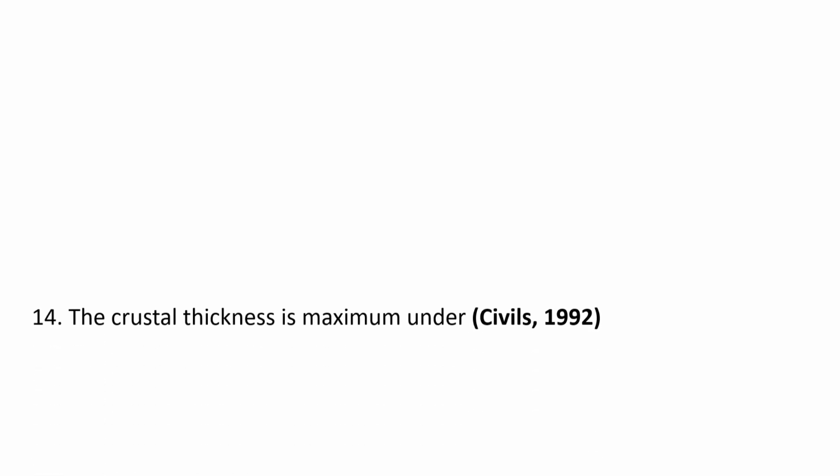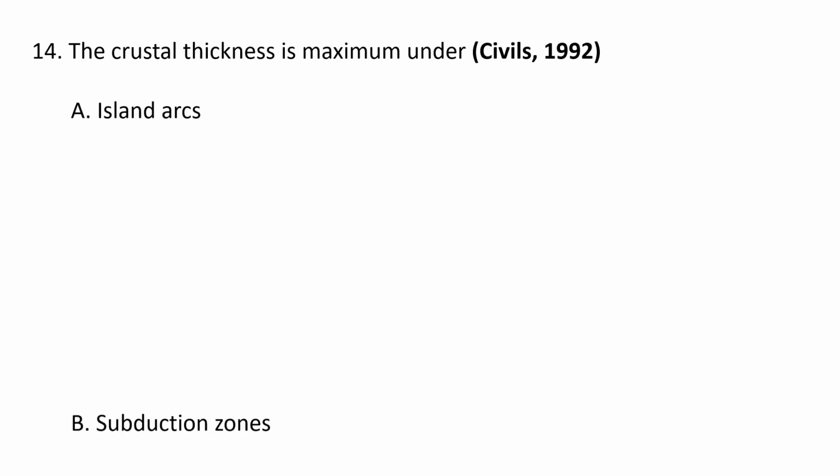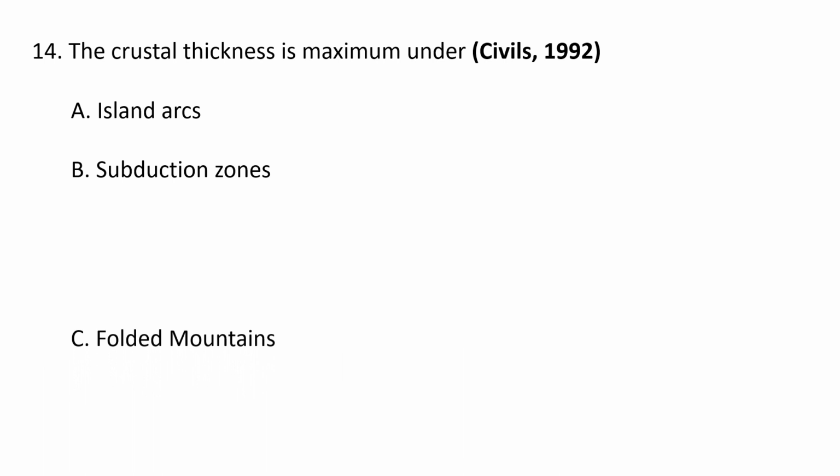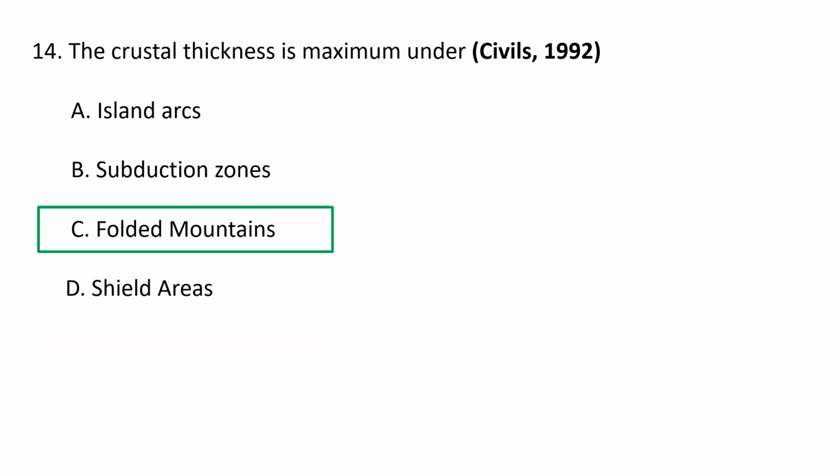Next question. The crustal thickness is maximum under which of these? These questions are from the civil services prelim paper, the 1992 question paper. A. Island arcs. B. Subduction zones. C. Folded mountains. D. Shield areas. So crustal thickness is maximum under folded mountains. C is the correct answer.